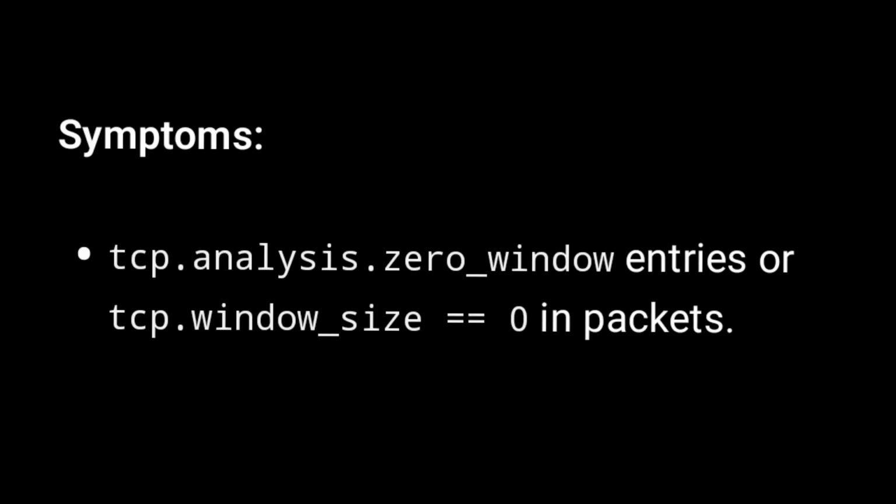Part 6. Zero window, buffer full. The receiver can't accept data. Symptoms: tcp.analysis.zero_window entries or tcp.window_size equals 0 in packets.